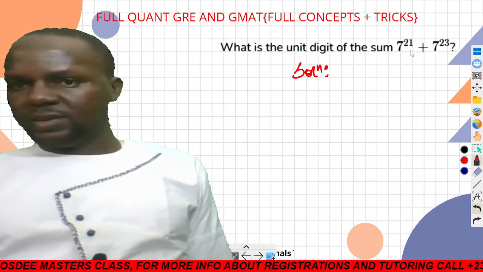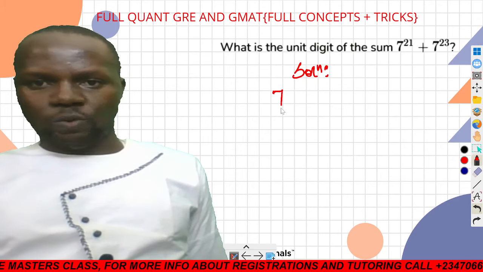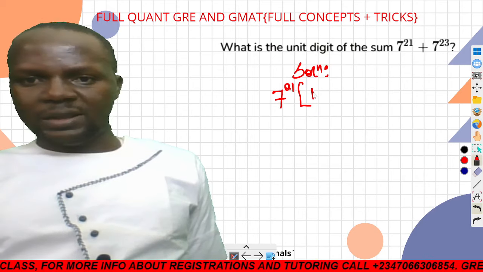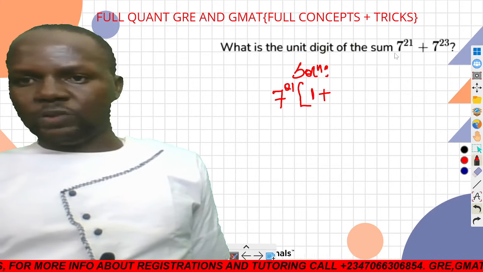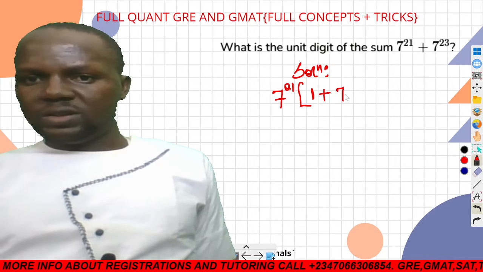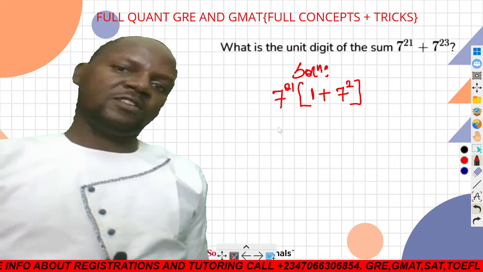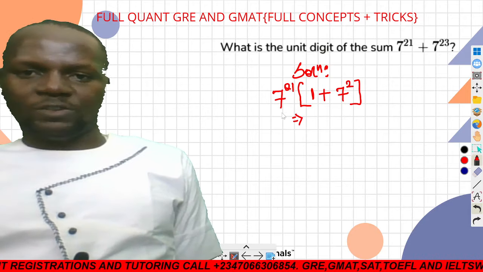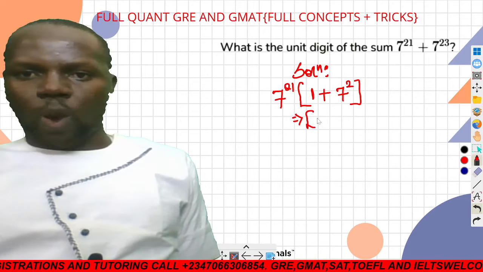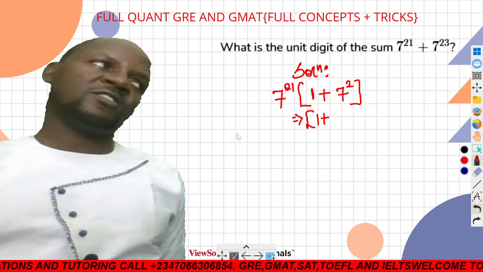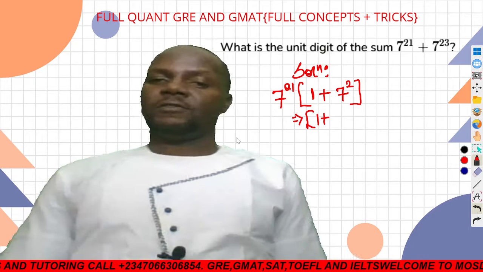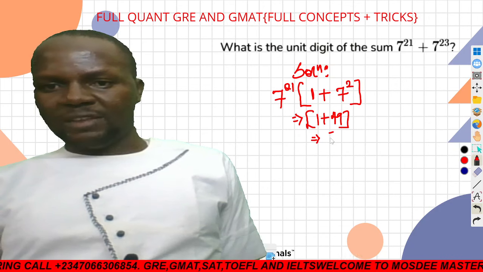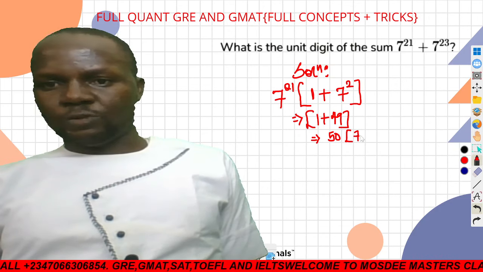You can try and factorize. What is common? 7 raised to 21 is common. So this will be times 1 plus what remains. From 23, taking out 21, remains 2: 7 raised to 2. I hope students get this. I've only factorized, bringing what is common outside. What I have in the bracket is 1 plus 7 raised to 2, which is 7 times 7, which is 49. And 1 plus 49 is 50. So I have 50 times the bracket 7 raised to 21.